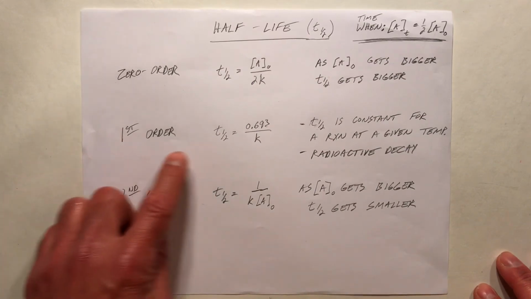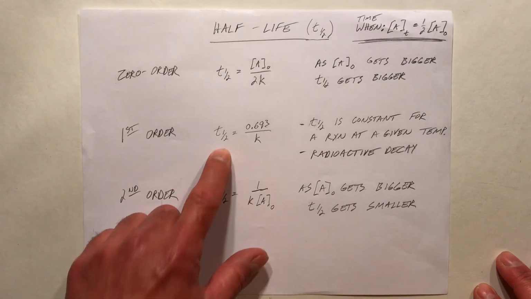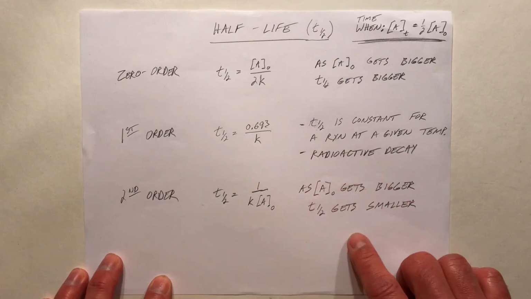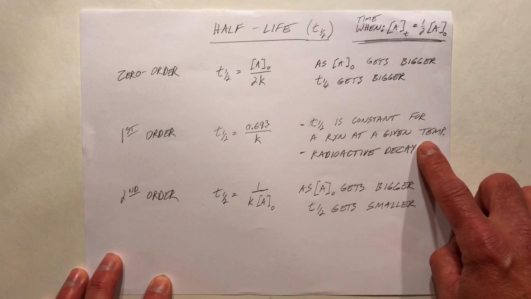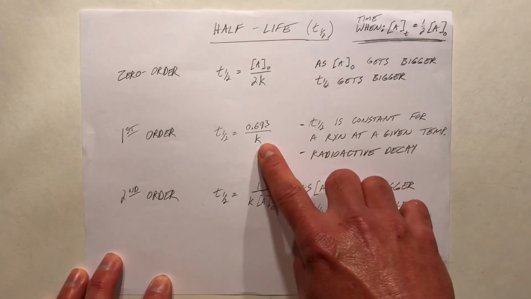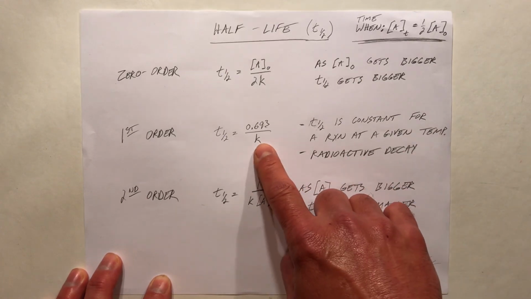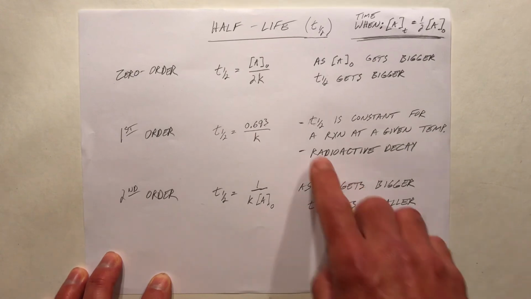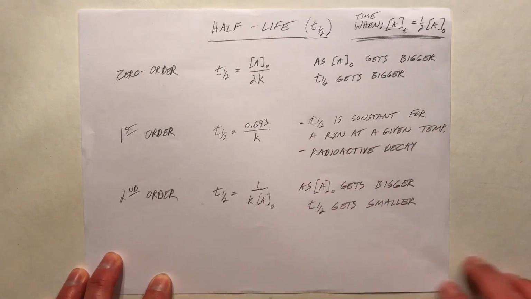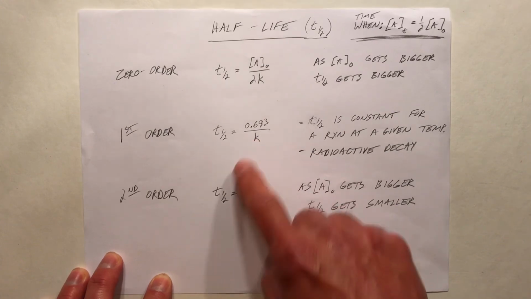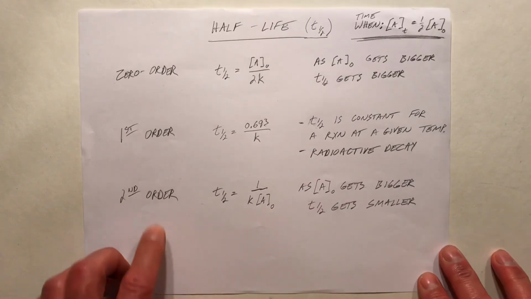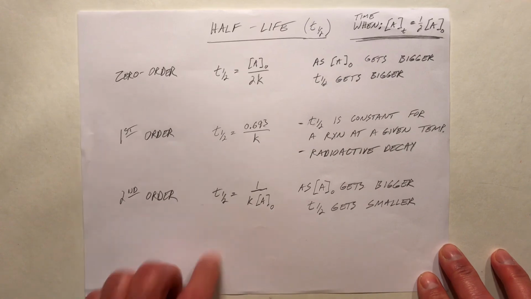Here's a first-order half-life expression, and notice that since k is the rate constant, any number divided by a constant is constant. Half-life is constant for a reaction, at a given temperature. Of course, k is temperature dependent, so we're assuming that it's constant at any given temperature. And this is important for radioactive decay of elements. They typically follow that. And then for second-order reactions, here's the half-life expression.